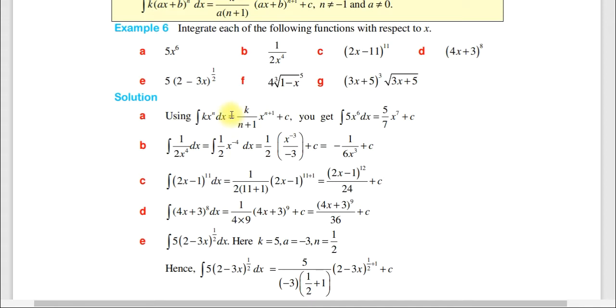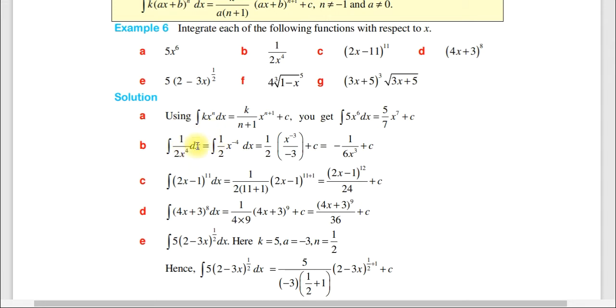The first uses the formula for the integral of k x to the power of n dx, which is k over n plus 1 times x to the power of n plus 1 plus c. So the integral of 5x to the power of 6 dx is 5 over 7 times x to the power of 7 plus c.